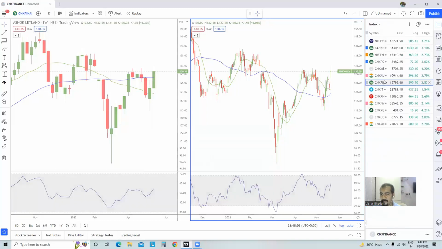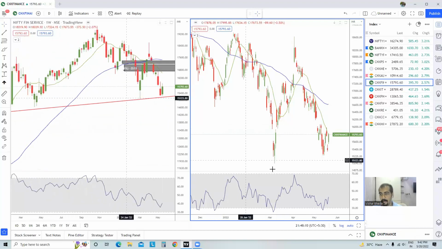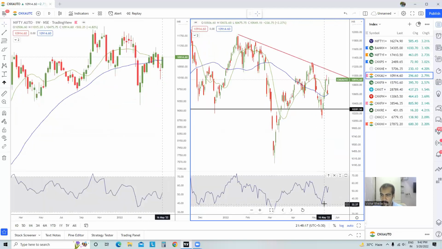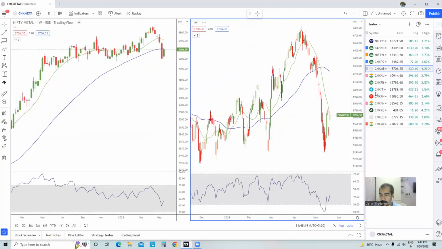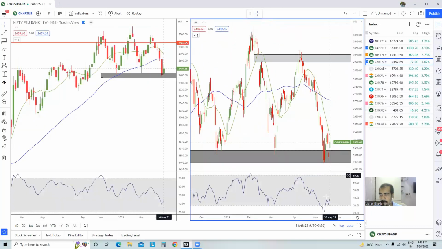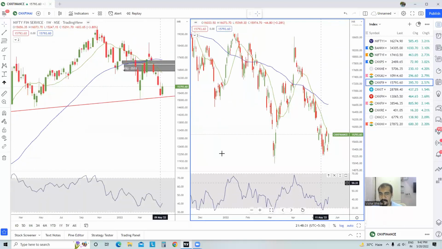All right, the finance pack. Finance pack is, I think, just trying to pull back because it was oversold. Almost all sectors were oversold because if you see the RSI, forget about auto pack. You see metal pack, RSI had gone below 30. Then this is the PSU Bank, RSI had gone below 30. Almost all the sectors, I think, had the RSI go below 30. And in finance pack it's no different.